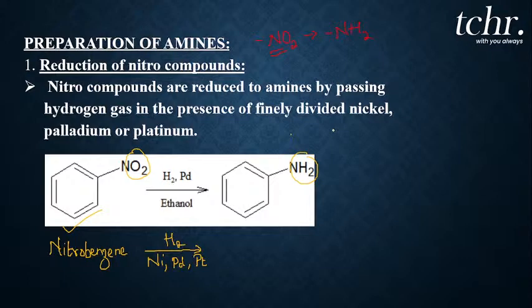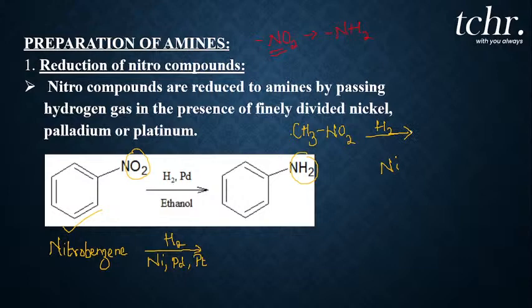Now for example, if I take an alkyl compound, nitromethane, CH3NO2, what do I have to do with this nitro group? I have to reduce it to an amine. So what you have to perform is hydrogenation in the presence of nickel, palladium or platinum catalyst.